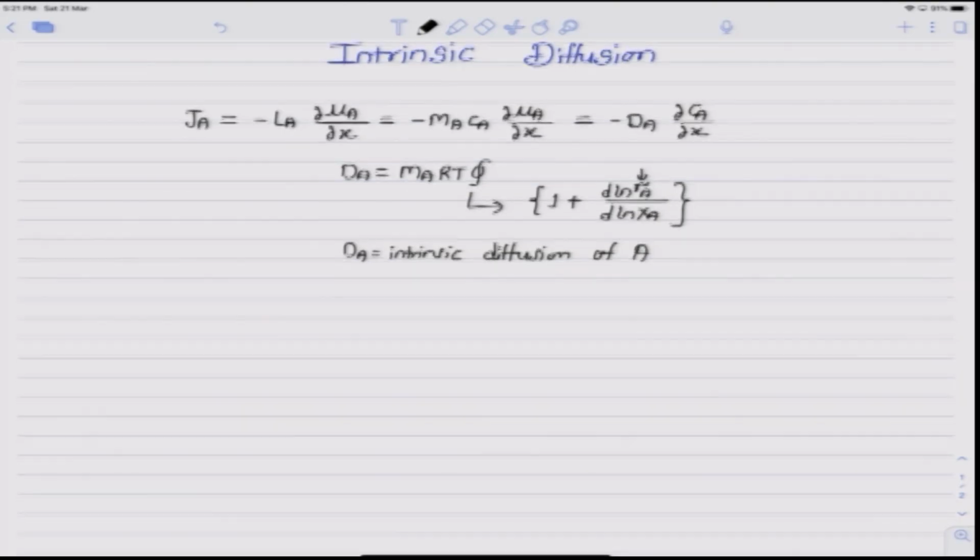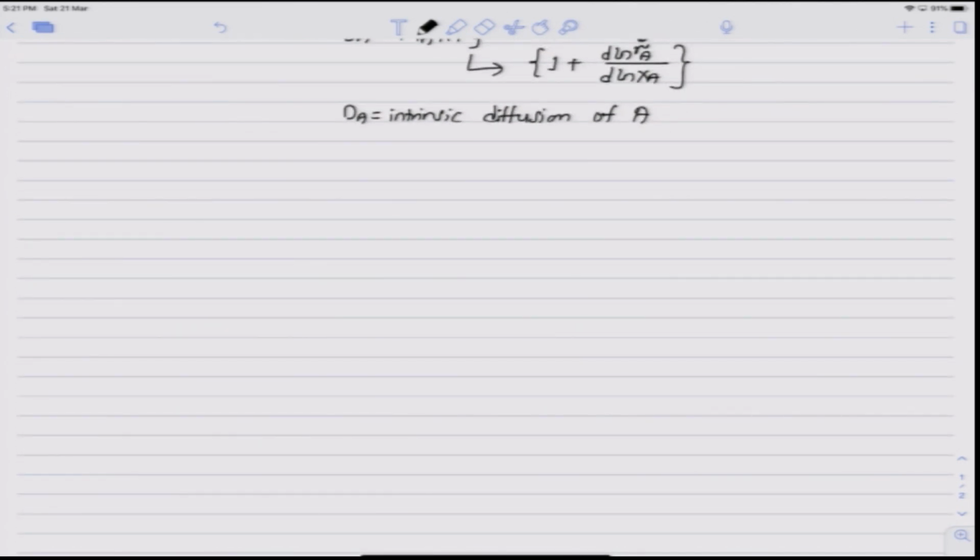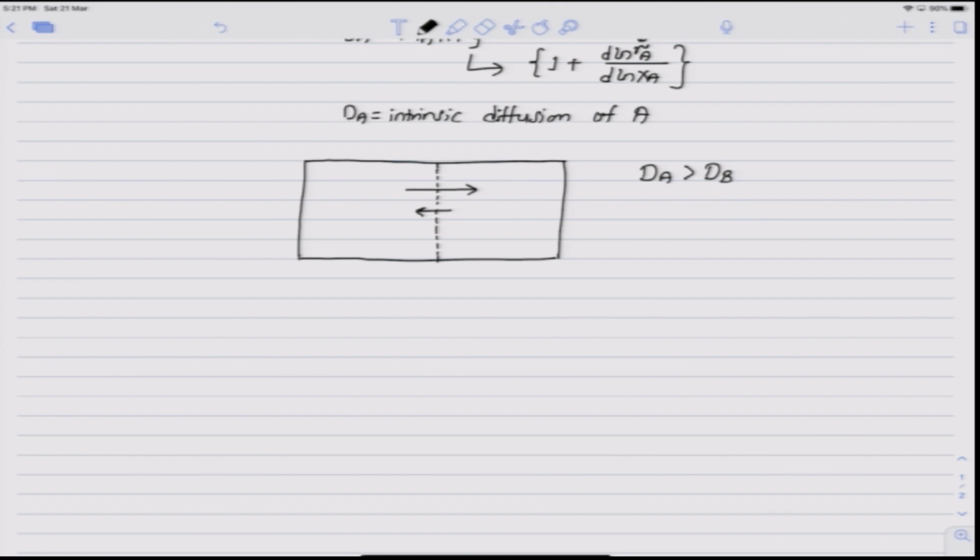So to illustrate this, consider diffusion between two different alloys, and suppose A diffuses from left to right and B diffuses from right to left, and suppose the intrinsic diffusivity of A is greater than that of B. So obviously in a given interval of time there will be more A atoms moving from left to right compared to the number of B atoms moving from right to left.